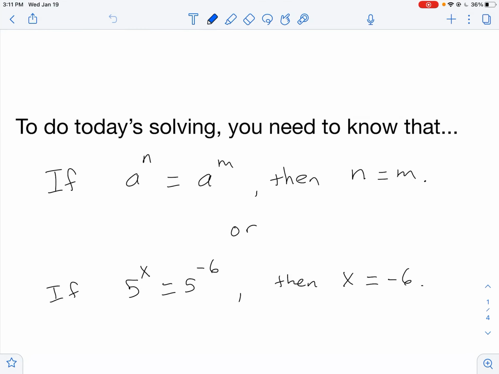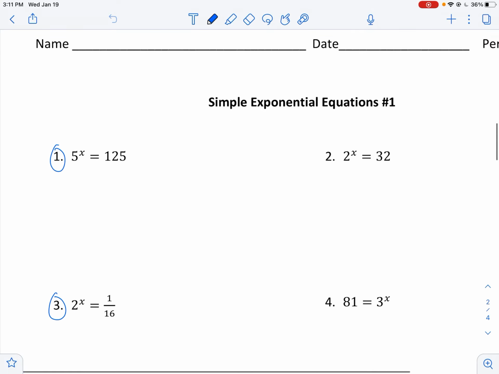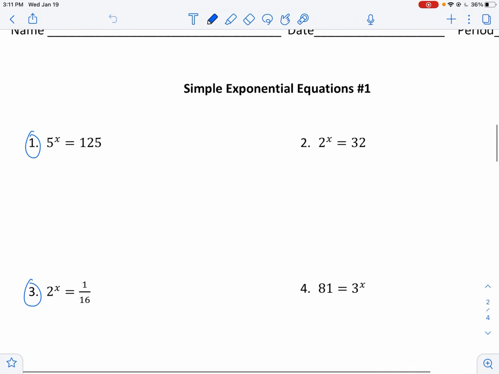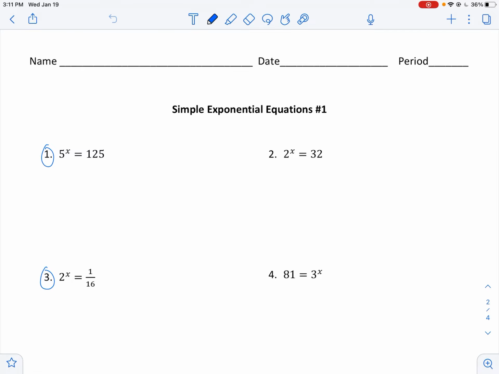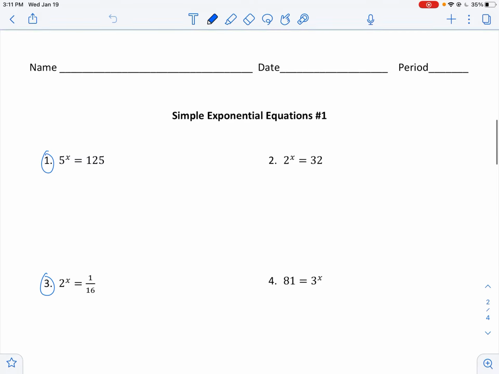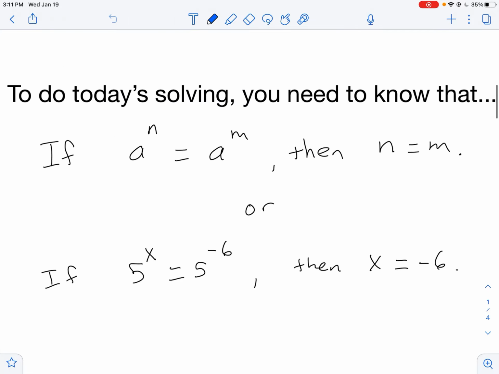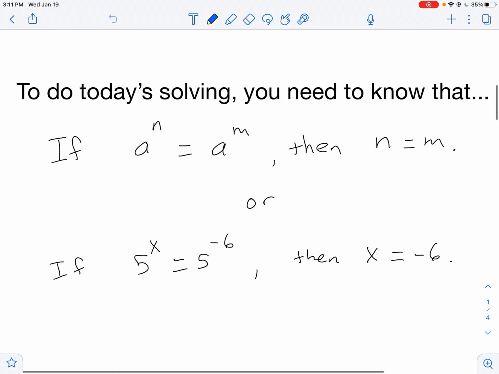Sweet! Welcome to today's lesson about solving simple exponential equations 1. It looks like this. If you don't have this assignment, you should pull it up either on Canvas or look at your paper copy. But before you dive into it, you need to know a couple things.